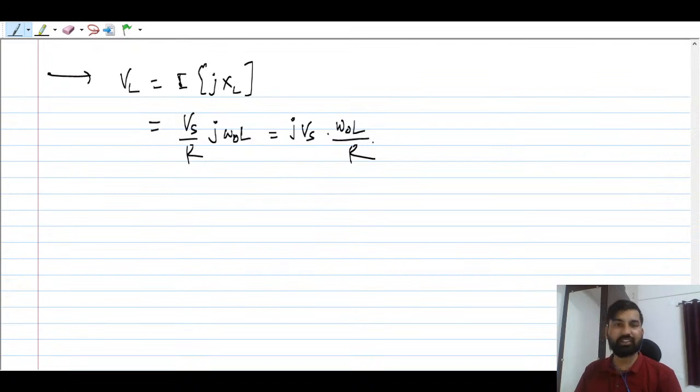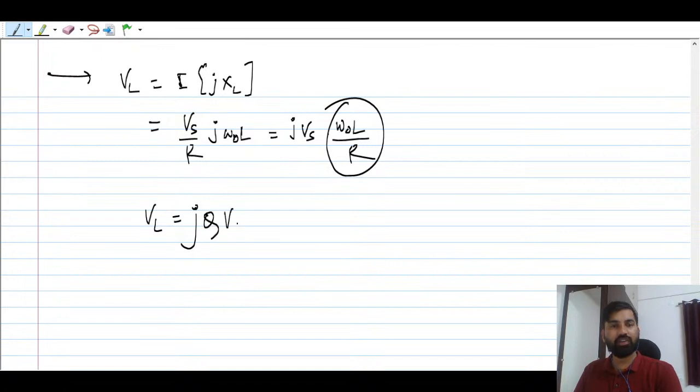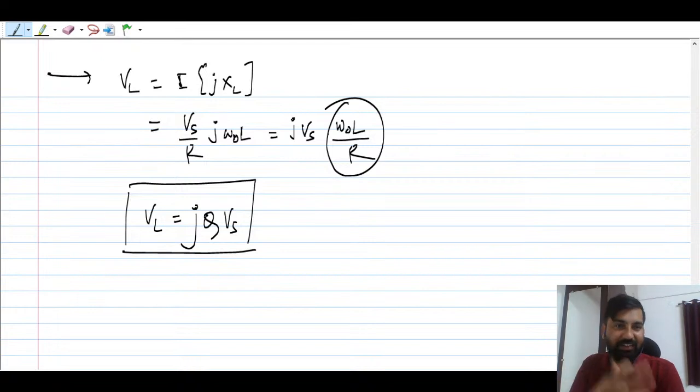I think this is clear for all. What is this omega naught L by R? That is the quality factor. So please remember these points. The voltage across the inductor will be j times Q Vs. It looks a little weird, but you can see I have proven it. Please remember, I have derived it.